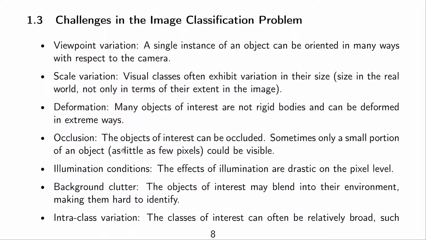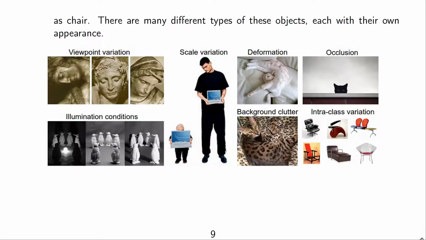All right. Occlusion. The objects of interest can be occluded, so sometimes only a small portion of an object could be visible. Here we see our cat again that is partially occluded by a wall. But there are other types of occlusion, not where maybe half the object is visible and the other half is not visible. You could have maybe a cat that is behind a bush, and then the occlusion is everywhere, just a little occlusion everywhere, and so there are different types of occlusion.